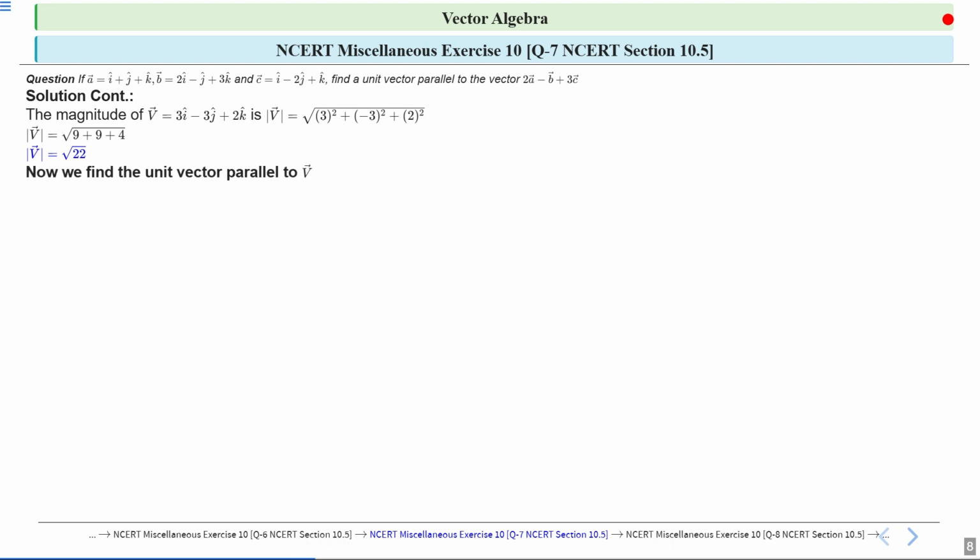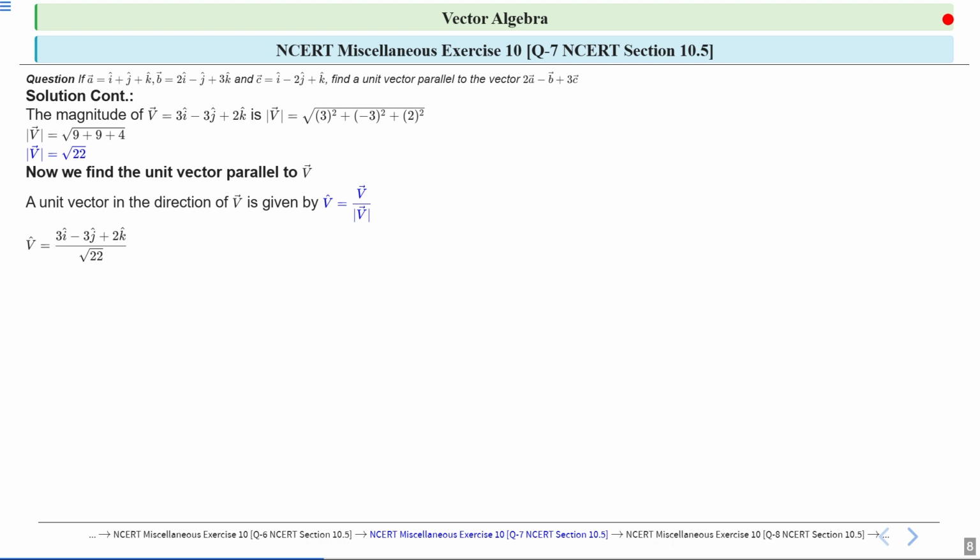Now we find the unit vector that is parallel to v vector. So a unit vector in the direction of v vector is given by v cap, which is v vector upon magnitude of v vector, okay?